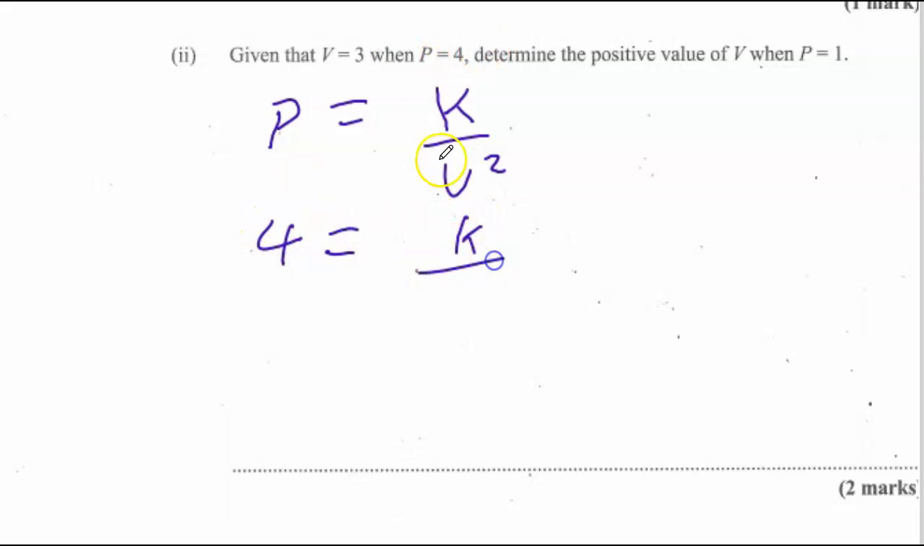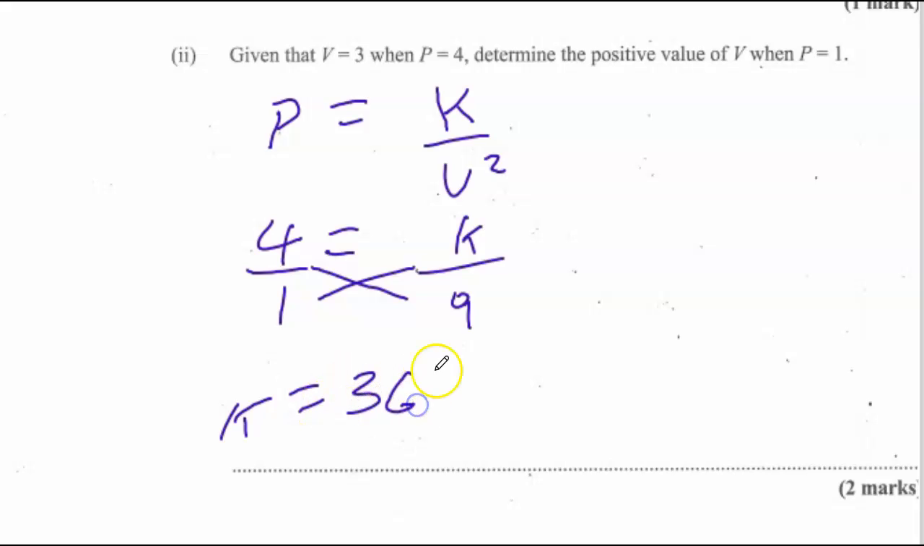OK, we are told that V is 3. V is 3, so V squared, that's 3 squared, will be 9. So I can just multiply both sides by 9. I end up with K equal to 4 times 9, which is 36.